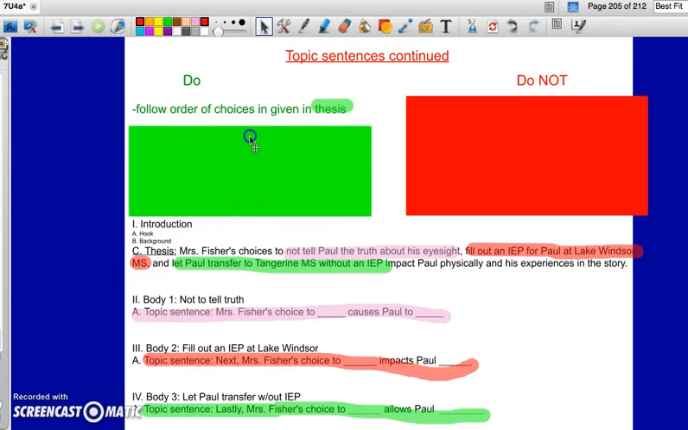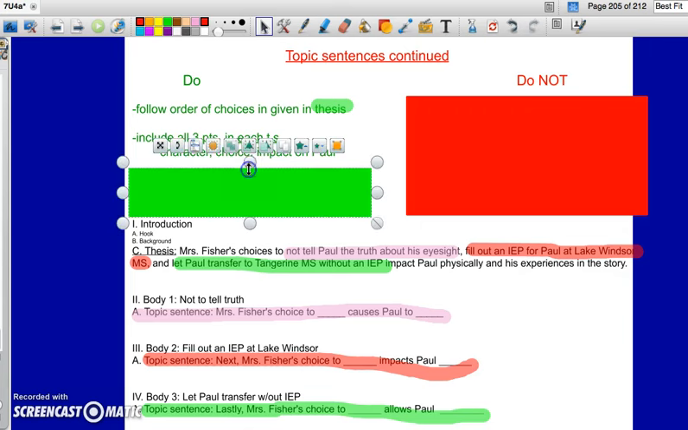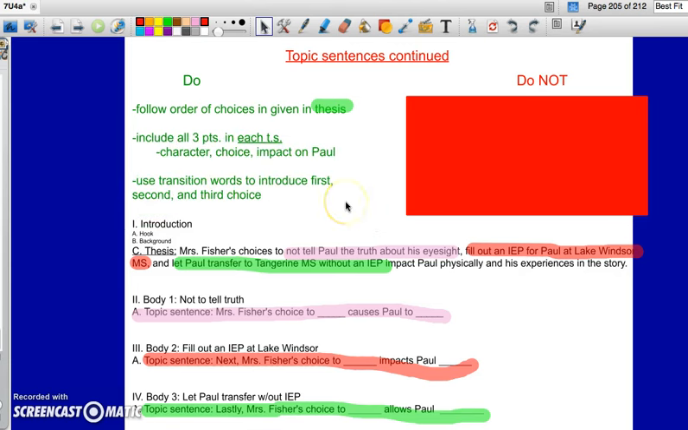Other do's for topic sentences. Do make sure you include all three parts. So the character, the choice, and the impact on Paul. And lastly, do use transition words to introduce the first, second, and third choice.